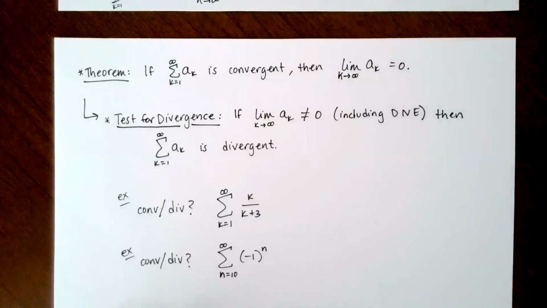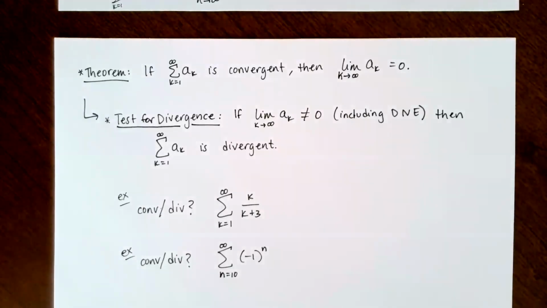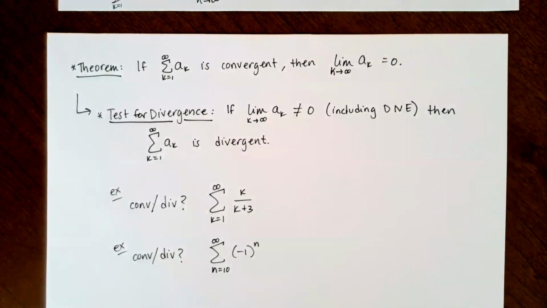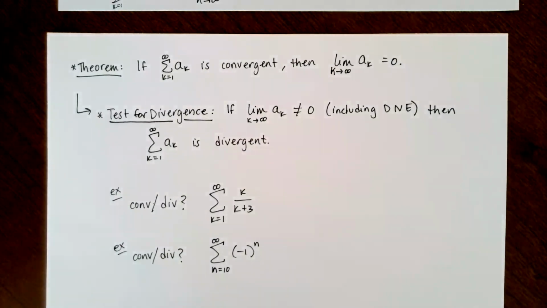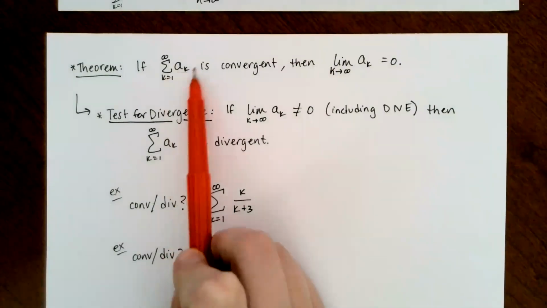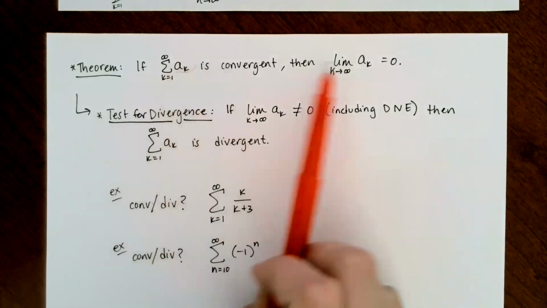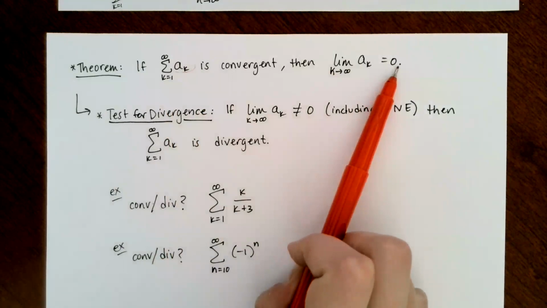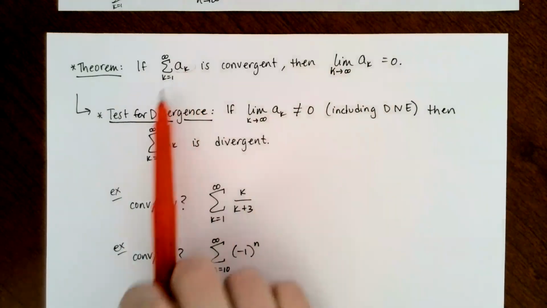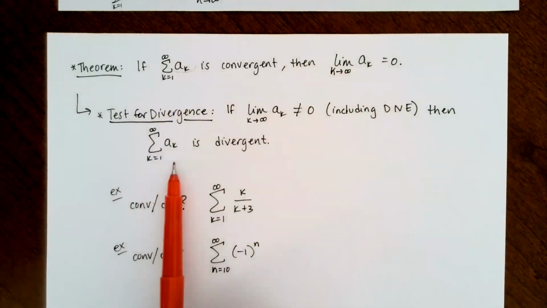Okay, so this brings us to a theorem. This theorem says if the series of a_k is convergent, then the limit of the terms of that series would be 0. So the individual terms, as though they were a sequence, go to 0 on their own if the series converges. And this brings us to our first convergence test.